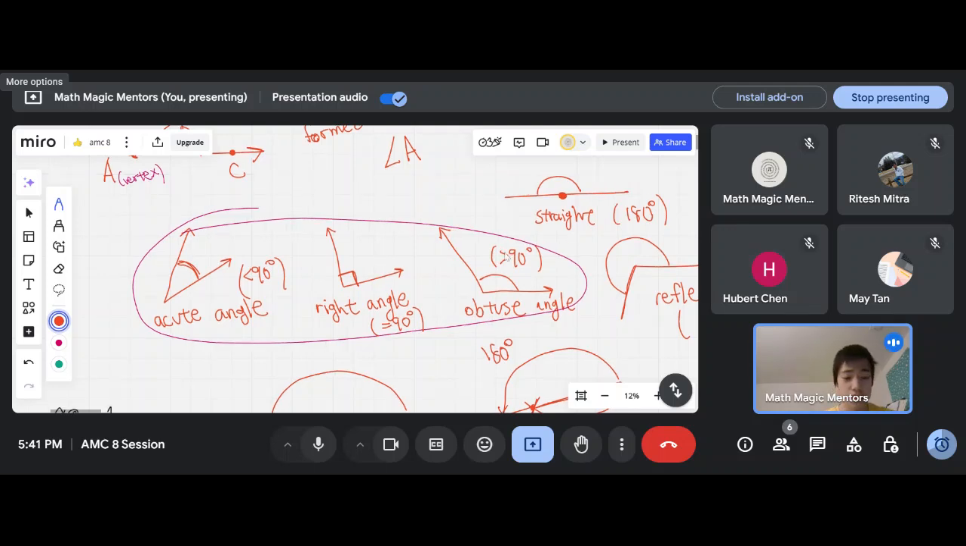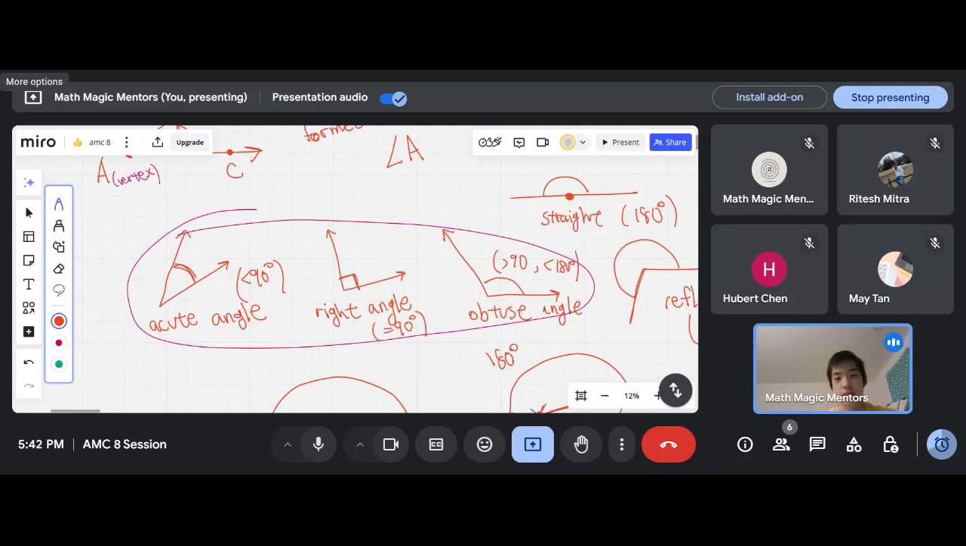I should also mention that it's greater than 90 degrees, but not a straight line. So technically, an obtuse angle is greater than 90. So if we call this theta, well, I don't want to complicate things yet. So greater than 90, but less than 180, like that. Because a straight angle, we don't really consider it as an obtuse angle. So that's just a little clarification right there.